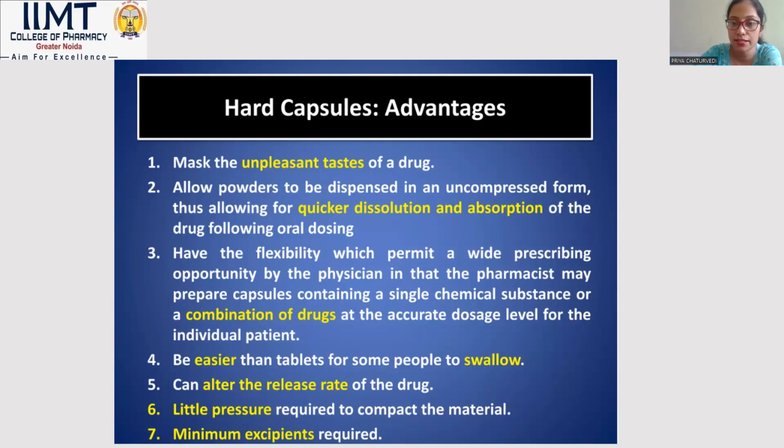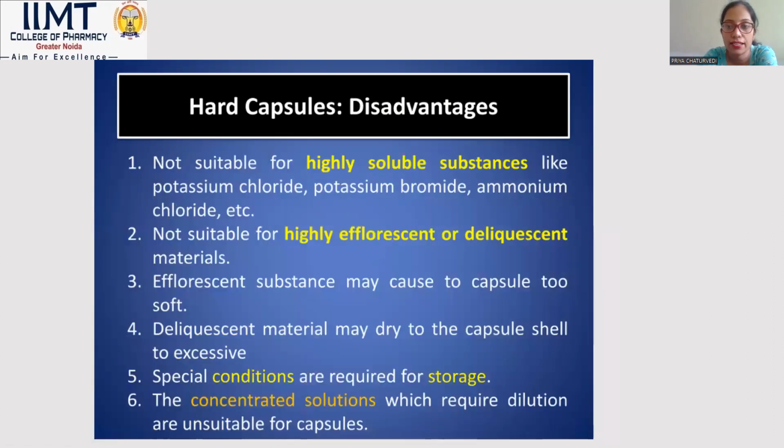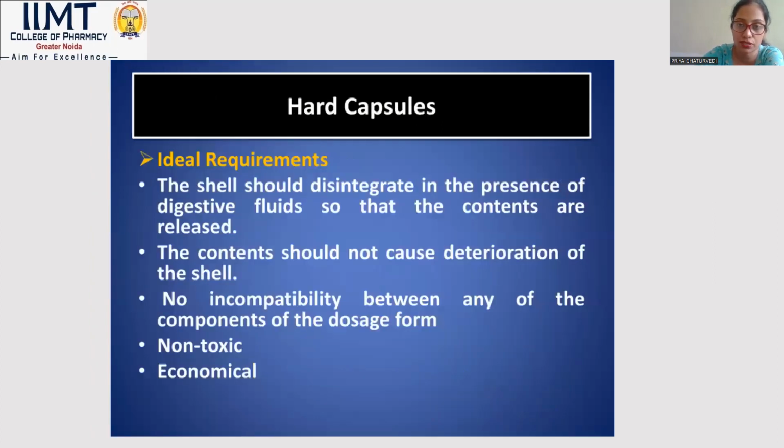Now coming to the disadvantages of capsule. It is not suitable for highly soluble substances like potassium chloride, potassium bromide, or ammonium chloride. It is not suitable for highly efflorescent or deliquescent materials. Efflorescent substances may cause the capsule to become too soft, and deliquescent materials may dry the capsule shell excessively. Special conditions are required for the storage of capsules, and concentrated solutions which require dilution are not at all suitable for capsules.